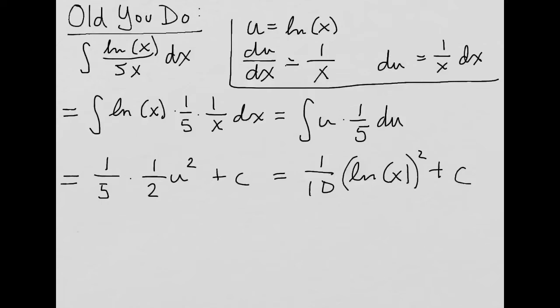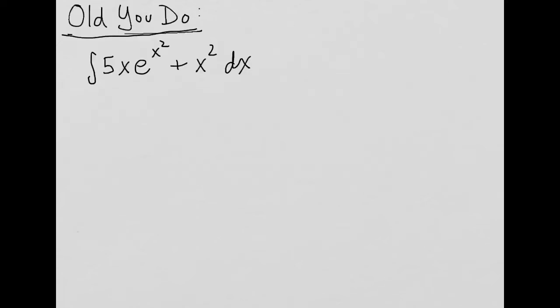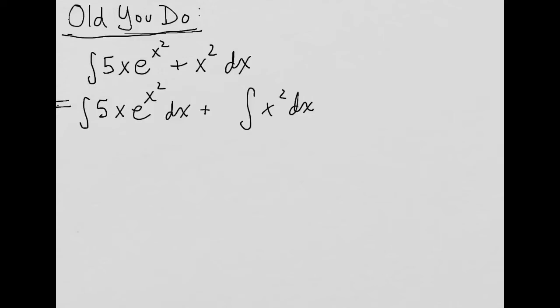Now let's do the next problem. So first, let's split this integral across that plus sign. So we've got the integral of 5x e to the x squared dx plus the integral of x squared dx. So we know how to take the antiderivative of x squared. So now we just have to figure out how to do this first integral.